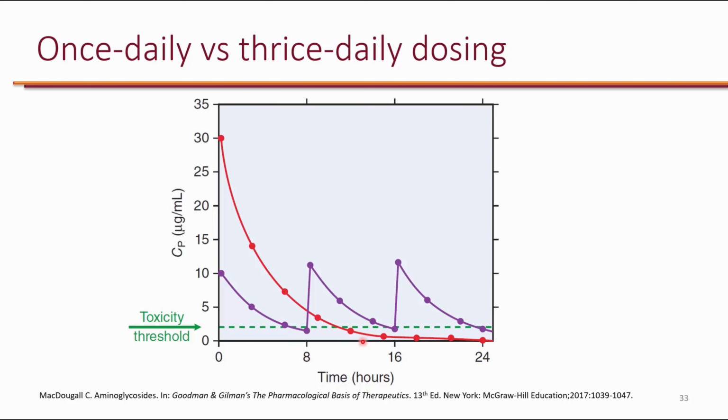So we can actually take advantage of that. That led to the concept of once daily high dose extended interval dosing. Basically, the red line shows that if you give a very high dose of aminoglycoside, you're going to get a very large peak, and that gives you efficacy. When you have a very large peak, you know for sure you're going to have your efficacy.